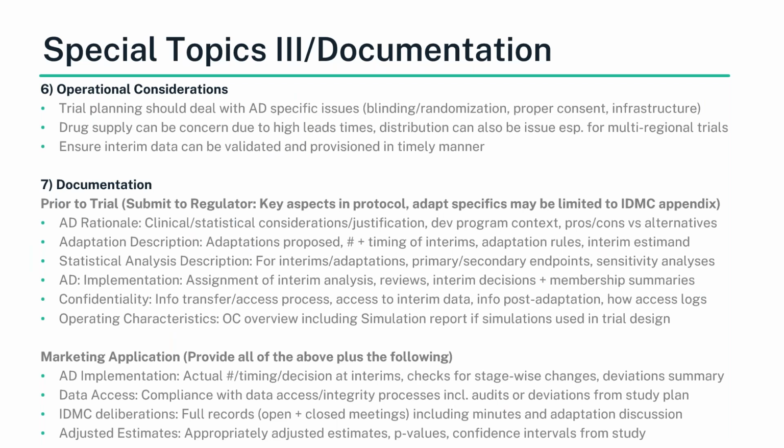So basically just like an org chart effectively, a chart of who's making decisions and how they are making those decisions. And then confidentiality, like ensuring that the data processes and so on ensure that there's no data leakage and things like that. Who's going to have access to interim data?